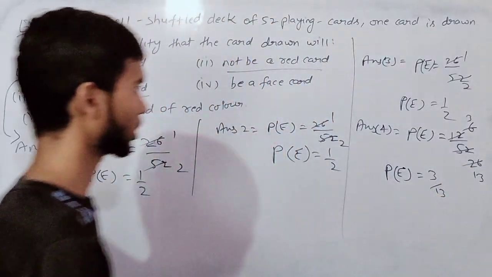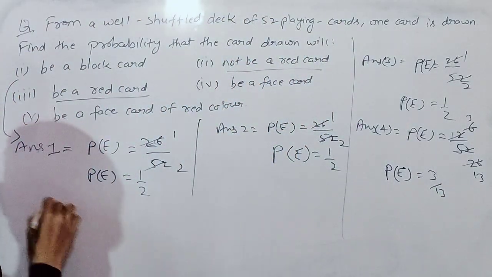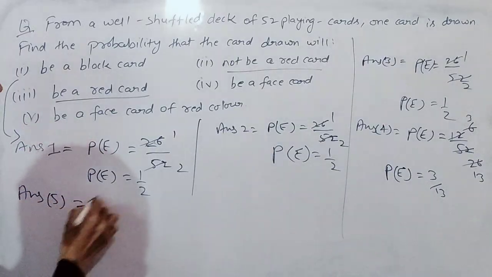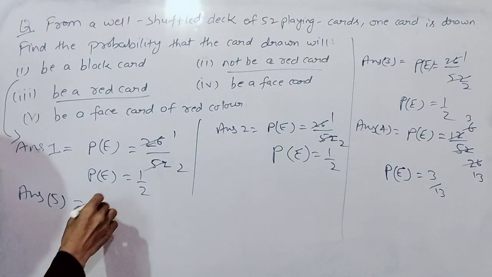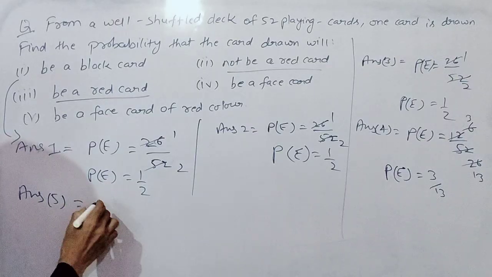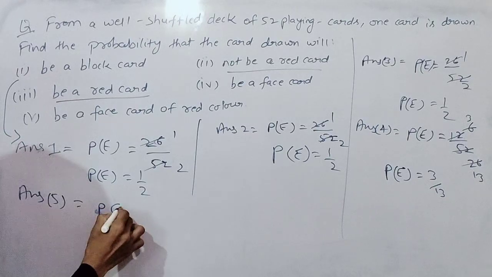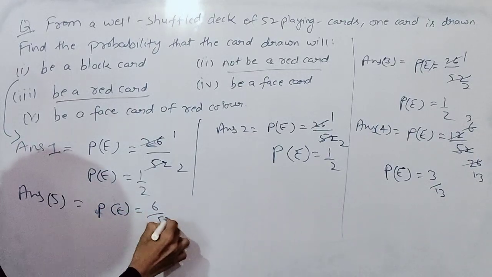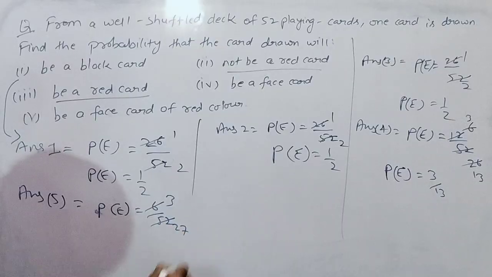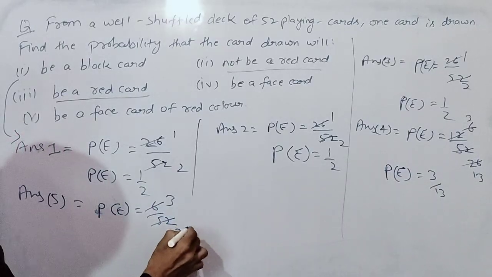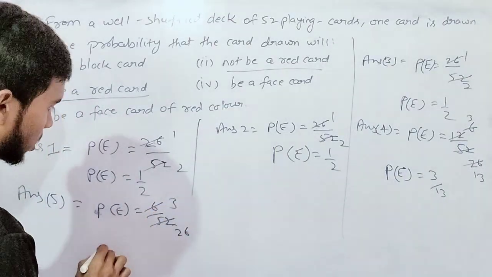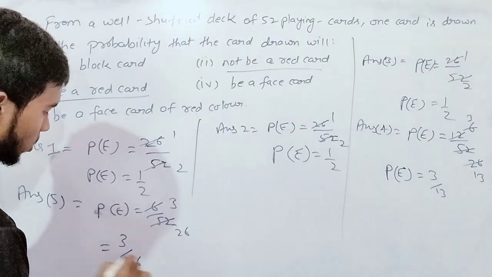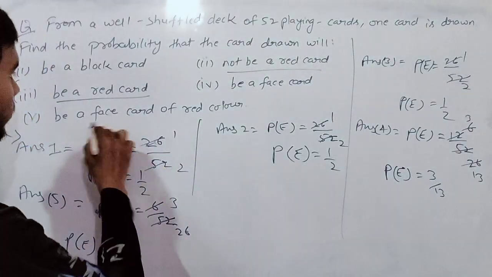Answer of the fifth question. Be a face card of red color. Only face cards of red color. So only 6. 6 upon 52. So 6 upon 52 simplifies to 3 upon 26. So you can say 3 upon 26 is the probability of this.